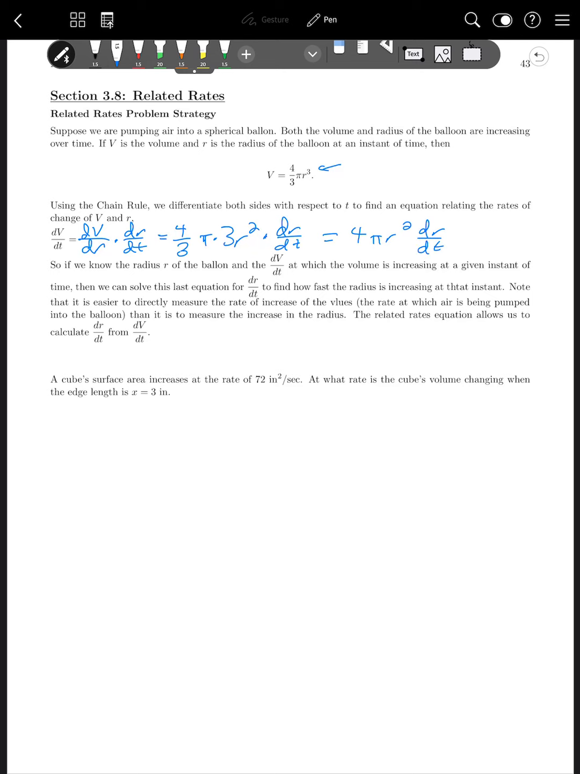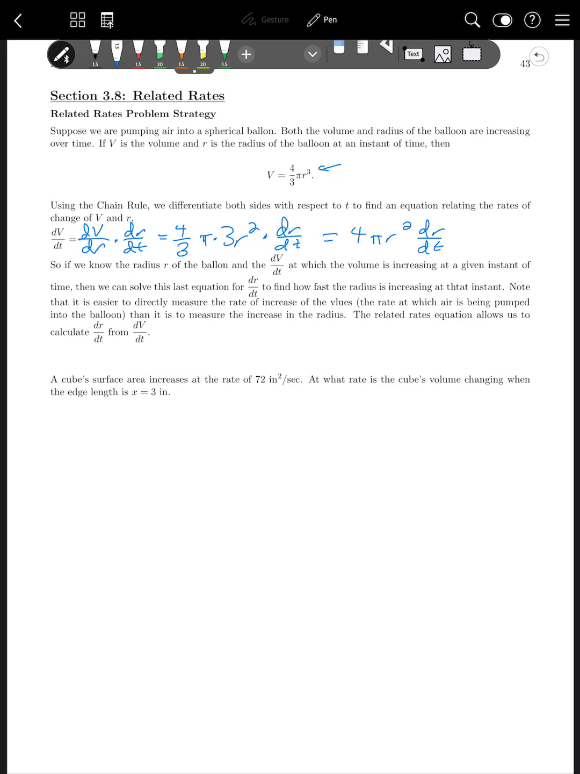So if we know the radius of the balloon and the rate at which the volume is increasing at a given instant in time, then we can solve the equation for the rate at which the radius is changing to find out how fast the radius is increasing at that instant. Note that it is easier to directly measure the rate of increase of the volume, the rate at which air is being pumped into the balloon. You could have a regulator on the machine you're using to pump up the balloon that could tell you how fast the volume of the balloon is increasing. And so then we'd be able to figure out how fast the radius is increasing. So that's going to be the idea here.